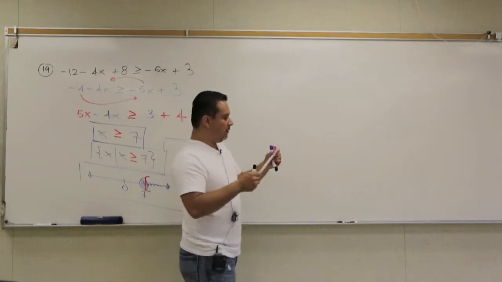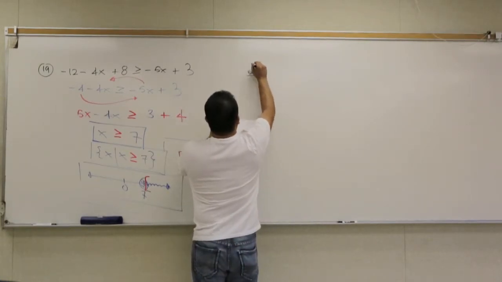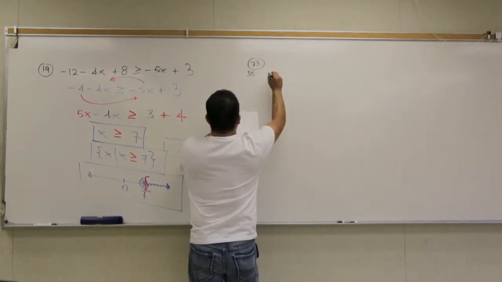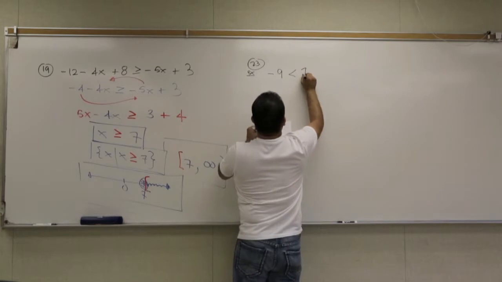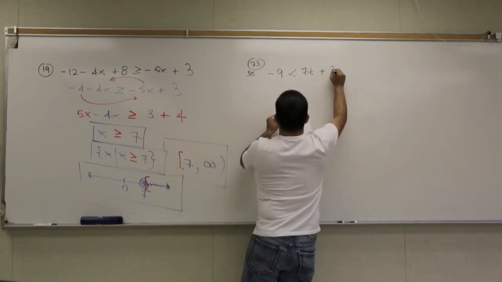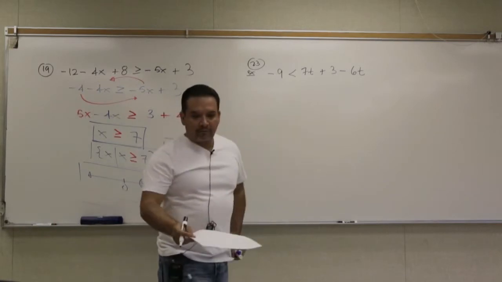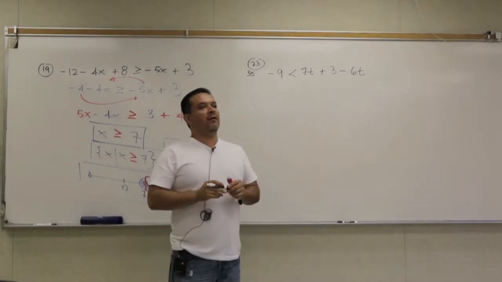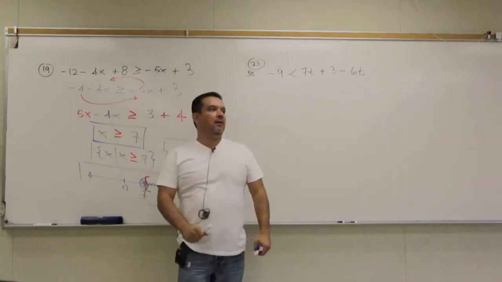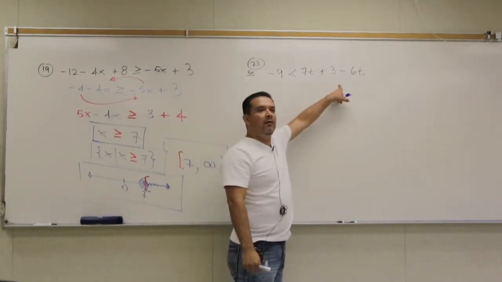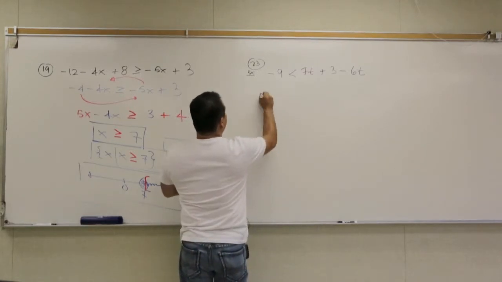How about, let's do number 23. That's what I want to talk about. 23 is interesting. We got negative 9 less than 7t plus 3 minus 6t. So this one's similar. In the prior problem, we had to simplify the left side. This problem, what do we get to do? Simplify the right. So on the left, we still have negative 9.